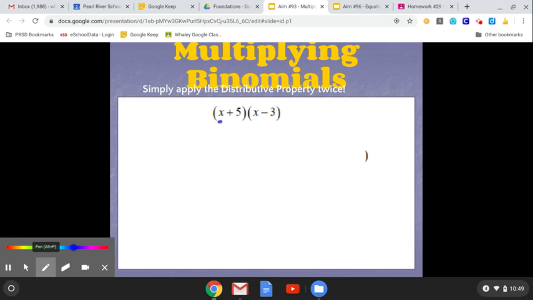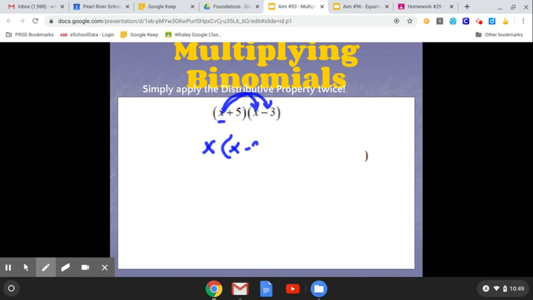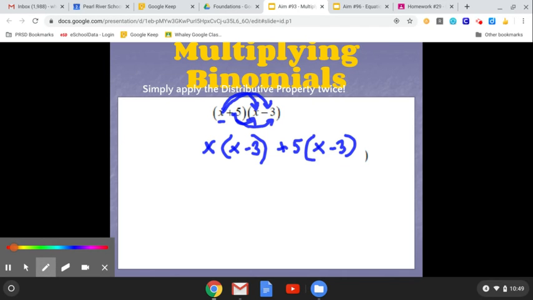This time, I'm just going to take the x and distribute it to both of the things over here. So x times x minus 3. Then I'm going to take the 5 and distribute it to the x minus 3 as well. Okay, notice I made it a positive 5 because that was an x plus 5. If that was an x minus 5, I would have made that a minus 5. Now, time to go ahead and distribute here.